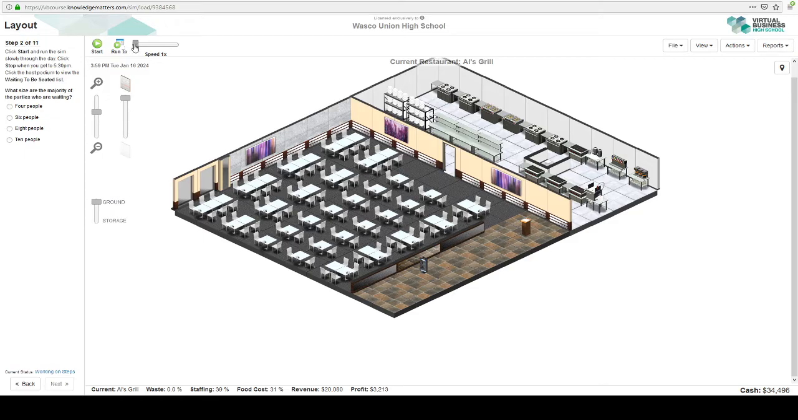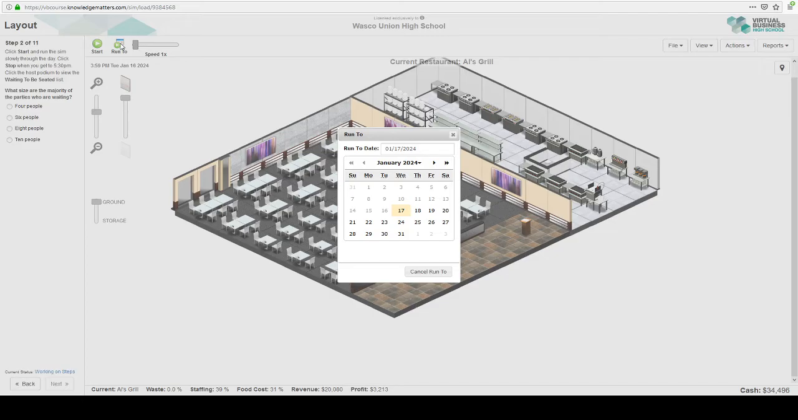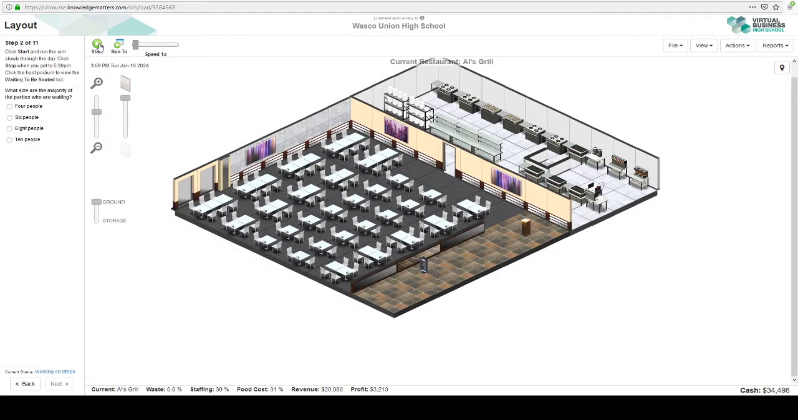Okay, so we're going to keep the speed very slow. We're not going to run to anything, we're just going to run. So start, and then stop it when it gets to 5:30. So actually, do we have to go that slowly? Go a little bit quicker.